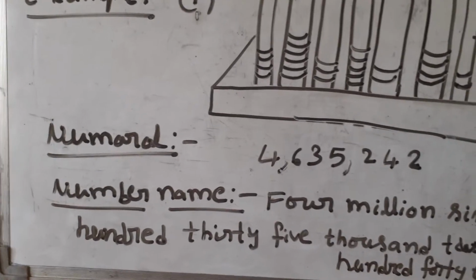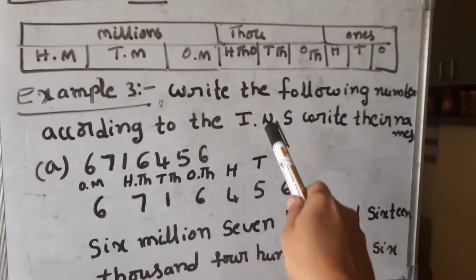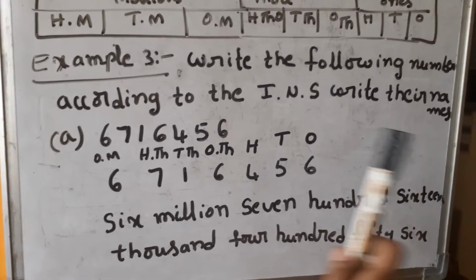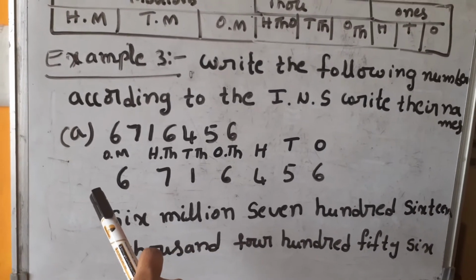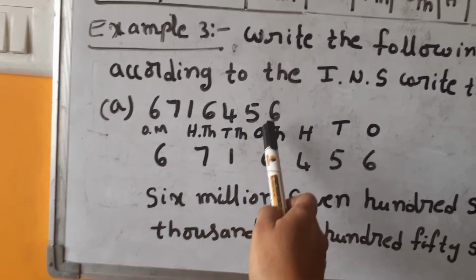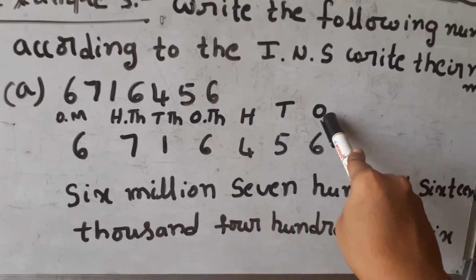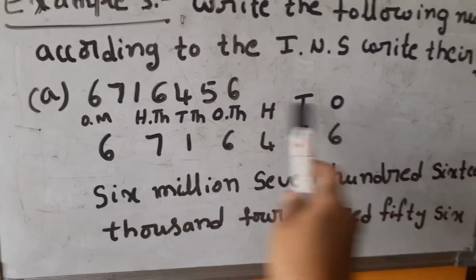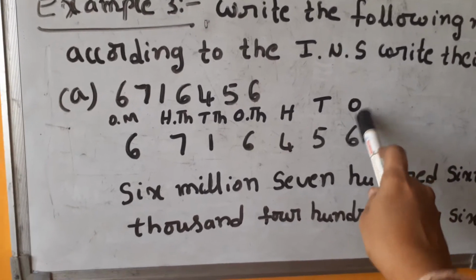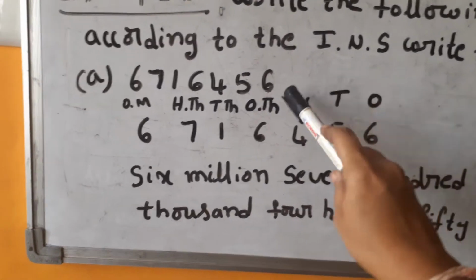Now the next example. Example 3, A problem. Write the following numbers according to the international number system and write their names. The first question: they are giving the digits 6, 7, 1, 6, 4, 5, 6. First we write the number on top of the place values. 6 is the ones place, 5 is the tens place, 4 is the hundreds place. These 3 consist as the ones place.